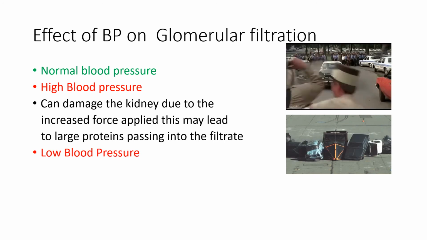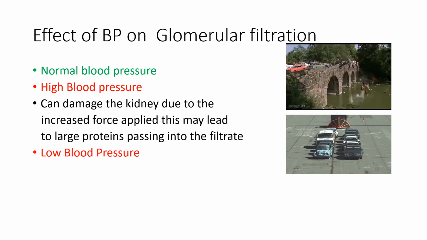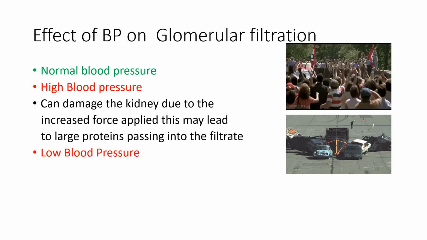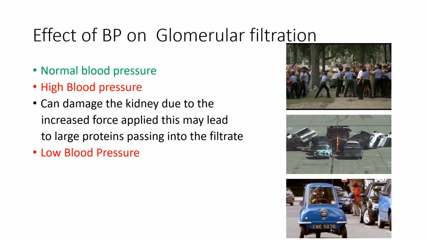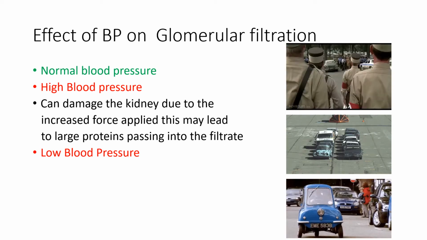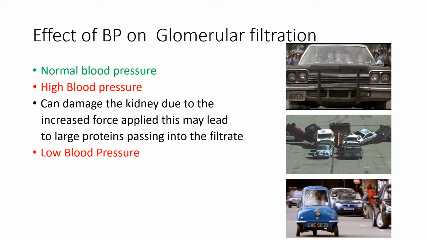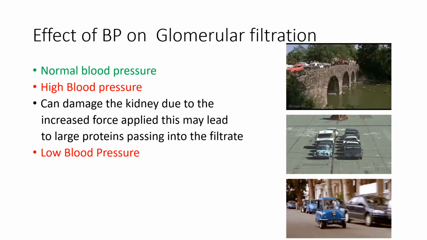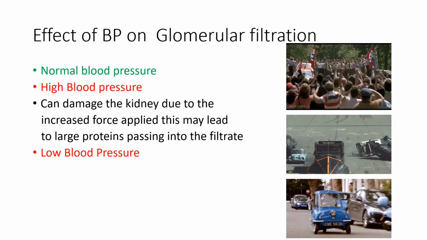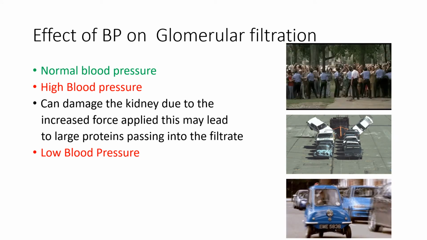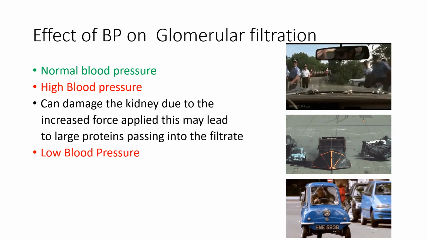Okay, so we'll move on to low blood pressure. So again, exactly the same example. Going back to my top example, what do you think might happen if this car drove across the bridge? As you can see, this car is much smaller, probably moving a lot slower. Yes, you probably would get some filtrate passed into the Bowman's capsule, probably not as much as you would normally.